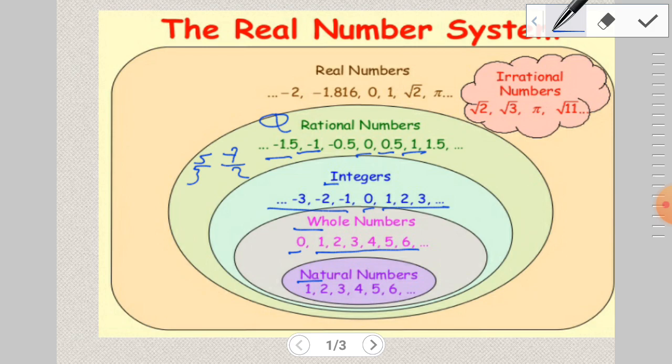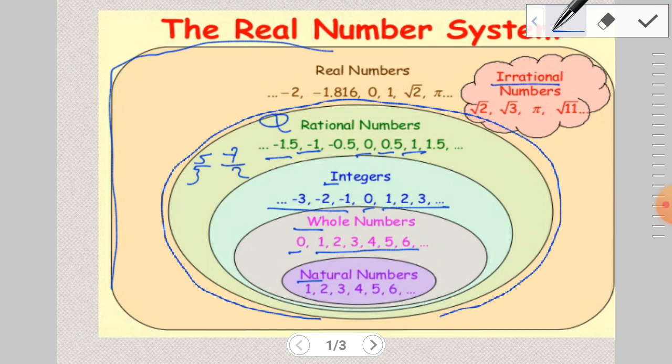And then after that is the real numbers. Real numbers include all of the numbers which we can see in that square box. Real numbers also include irrational numbers. We will discuss real numbers and irrational numbers in class 9. Here we will discuss only the rational numbers, that means only this part of the circle. So let's start.